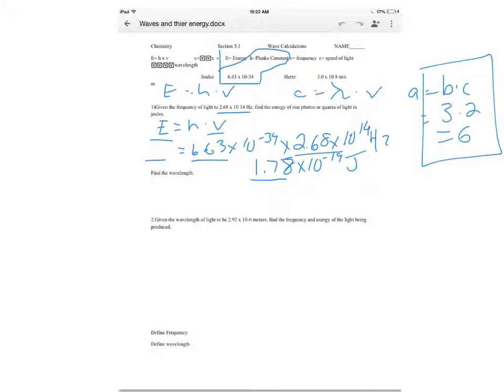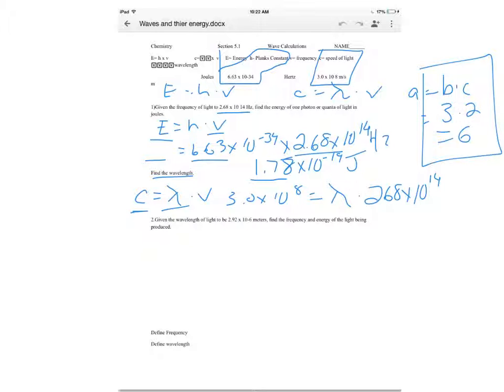Now, let's go to the next part where it says find the wavelength. Okay, well, wavelength is in the other equation, which was C equals lambda V. Well, what do we know in this problem? We know C, the speed of light, up here. So I'm going to put in 3.0 times 10 to the 8th equals wavelength, we don't know, times frequency, we do know, 2.68 times 10 to the 14th.